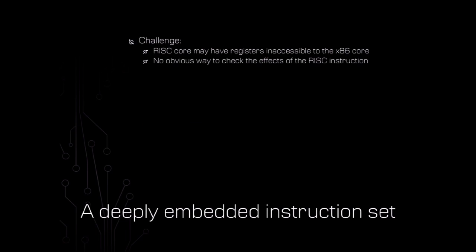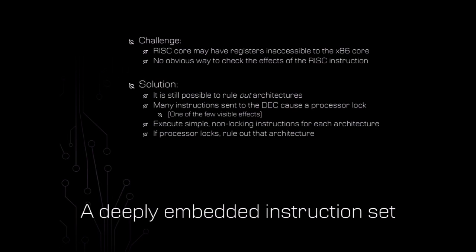The challenge here is, without knowing anything about that deeply embedded core, there's no obvious way for me to check the results of an instruction. So sure, I can generate some simple RISC instruction and try to execute it, but I don't know what I'm looking for after it executes.